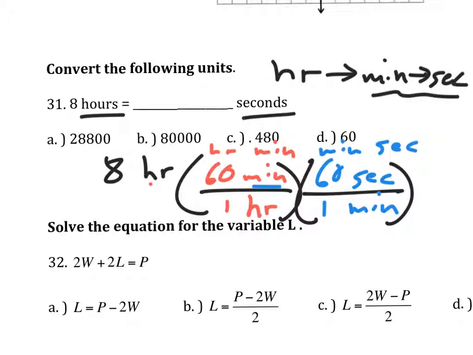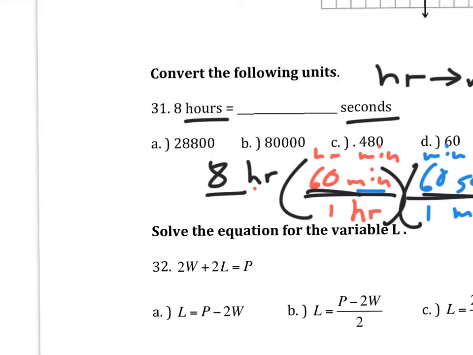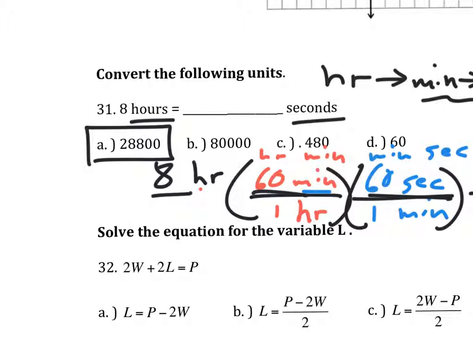Now, this is all about calculator business. You go 8 hours, and then you multiply straight through. 8 times 60 divided by 1 times 60 divided by 1. And let's see here. I don't know this one off the top of my head. 8 times 60 times 60. I get 28800. And is that one of my choices? It better be. Oh, boom. Let's go. A is your answer.